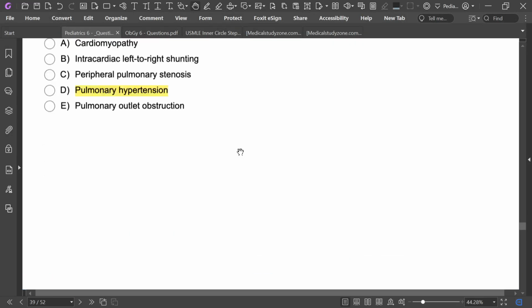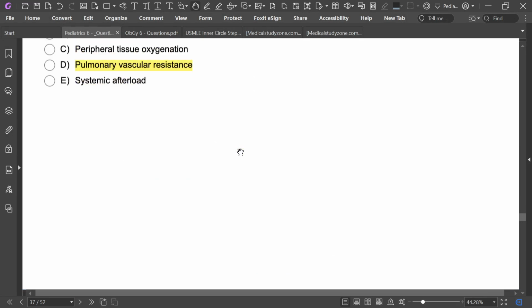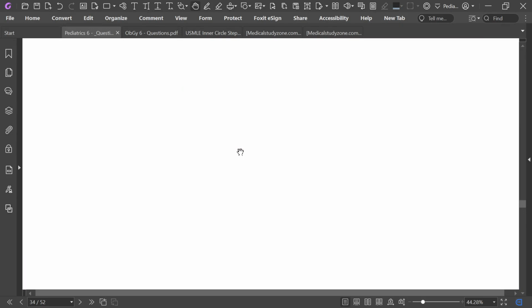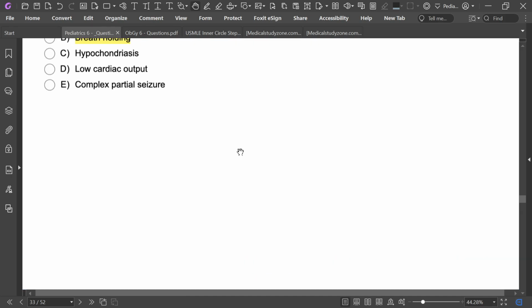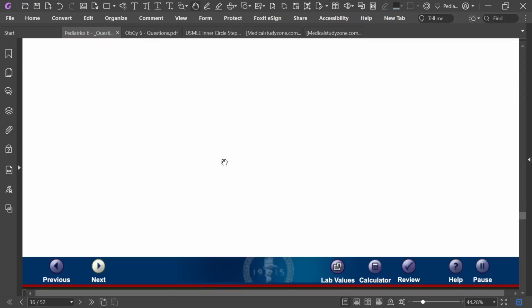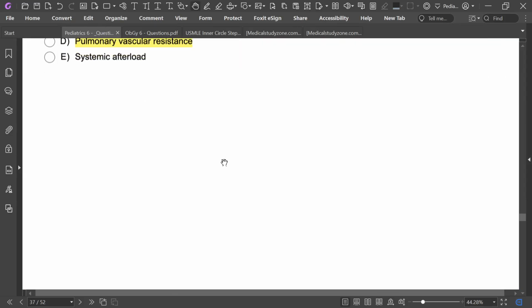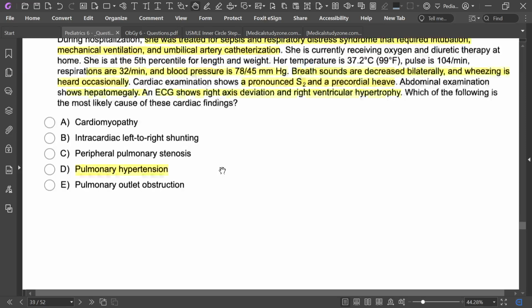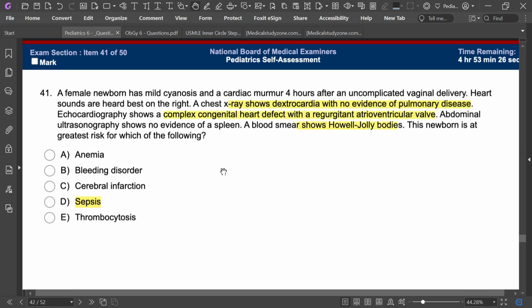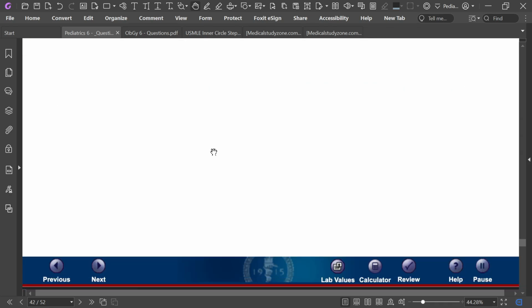Arterial blood gas, pH is normal. PCO2 is low and PO2 is normal. Which of the following is the likely diagnosis? Osmolality of the serum, I think it's normal. I don't remember what the normal one was again.